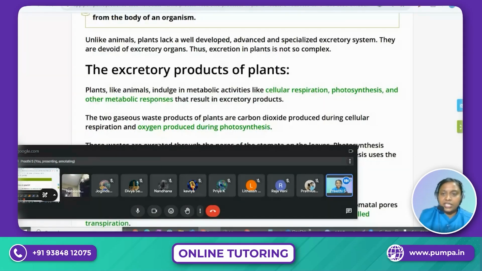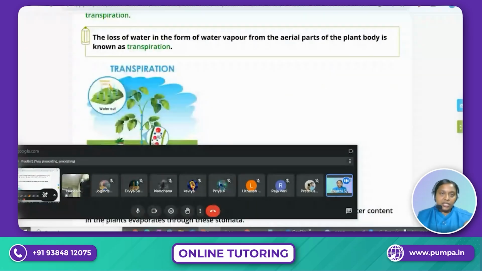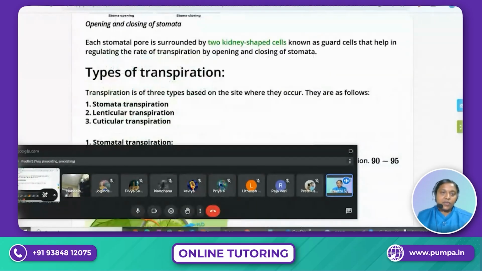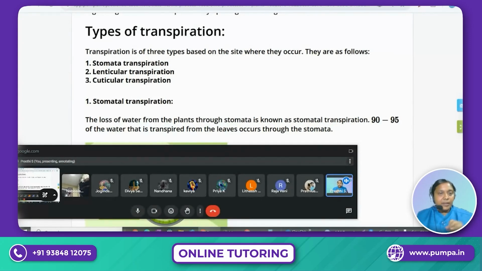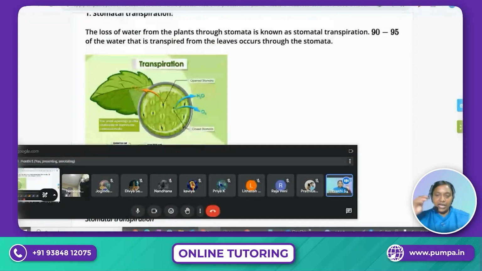And then excretion, which we have already seen, is nothing but transpiration. Transpiration is of many types: stomatal, lenticular and cuticular. In stomatal, the usual method, about 90% of the water transpiration happens through the stomata.